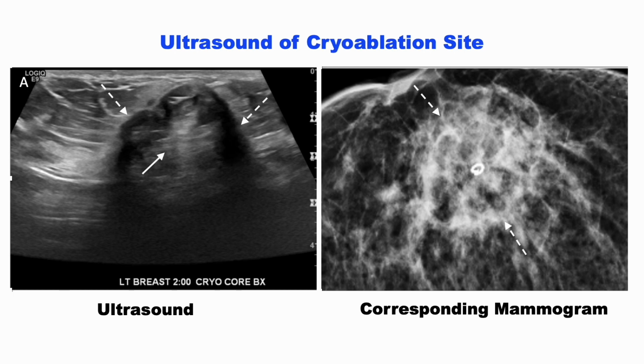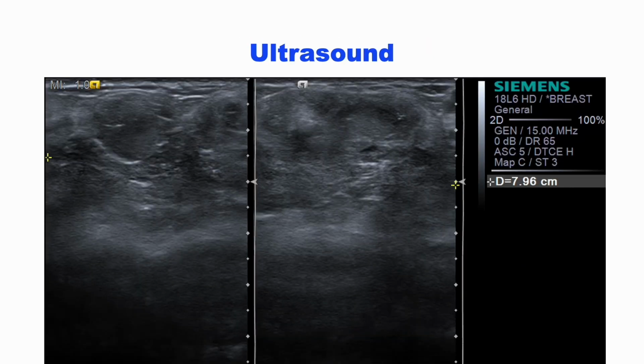Here you see that very sharp edge between the cryoablation site here and the surrounding tissue. Ultrasound can also detect new hypoechoic masses at the perimeter of the cryoball, like in this area here, that might indicate the presence of recurrent disease. Here's an ultrasound of a much larger tumor spanning 8 centimeters that was treated with cryoablation. You can see the borders of the cryoablated area shown here.